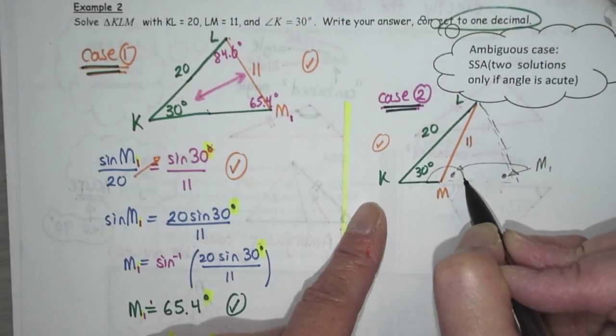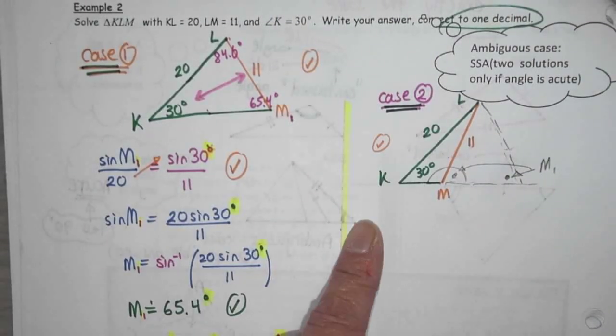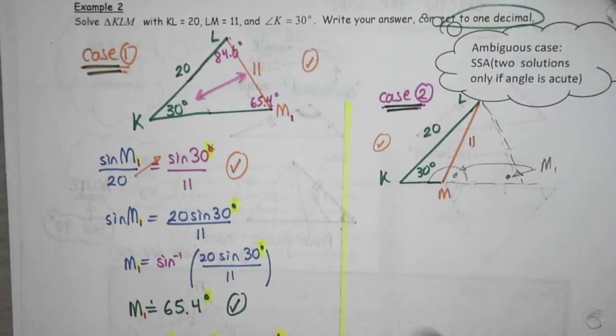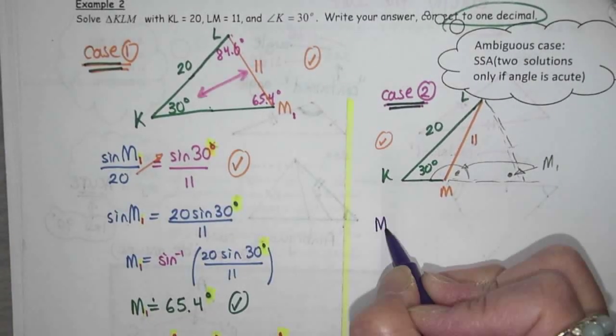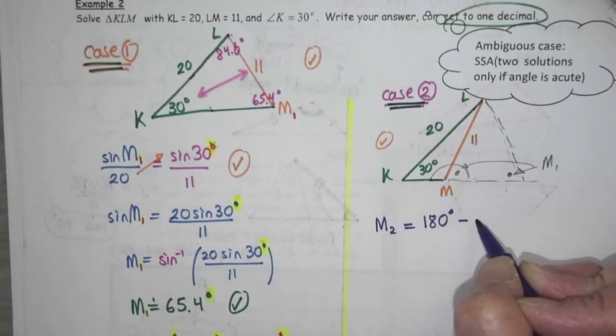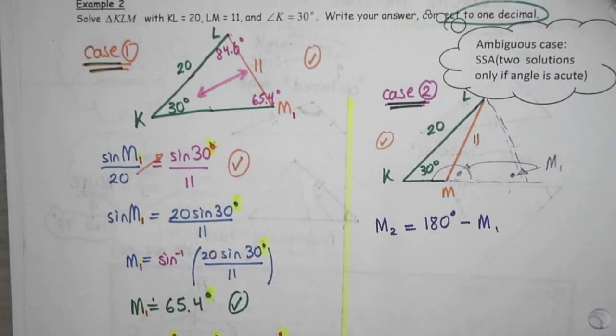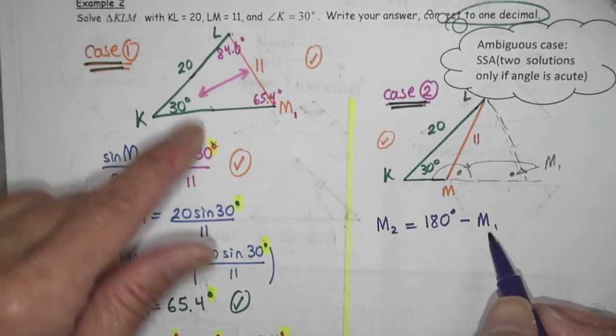Then we use 180 minus to get to that angle that's missing, so that it connects here to the bottom. Does that make sense? So to get to M2, knowing that, M2 is always going to be 180 minus M1.